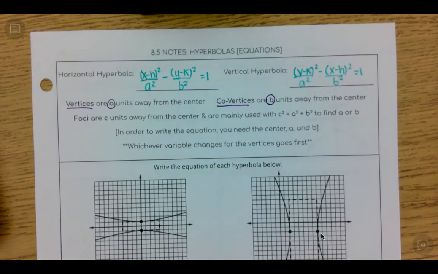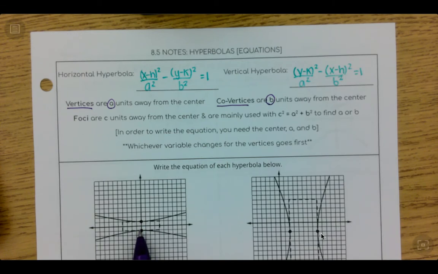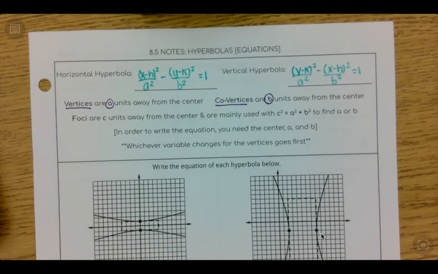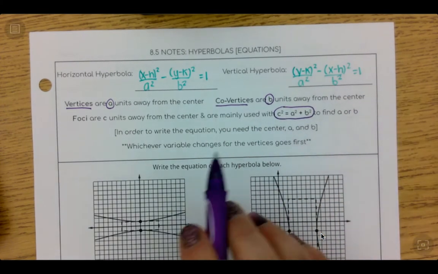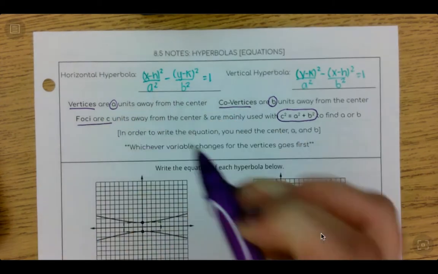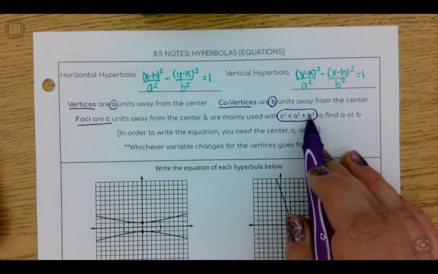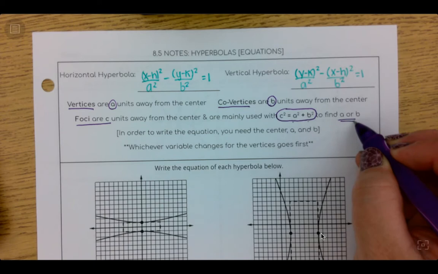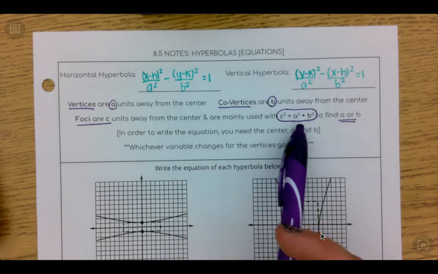So the vertices are the ones that the line actually goes through. So these two are my vertices. The edges of the box this direction and this direction are my co-vertices. Then there's this other thing called the foci. They are c units away from the center, and they mainly use this right here. So c squared equals a squared plus b squared. The only reason why we need this is to find a or b if one of them is missing. So if you only know one of these two, we use this to find the other one.